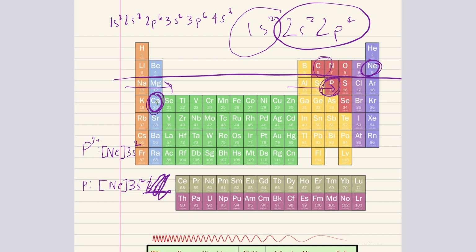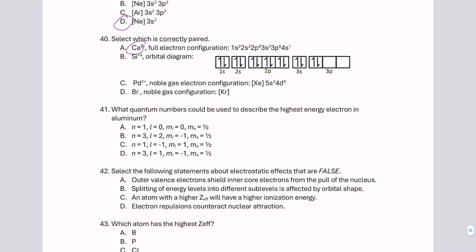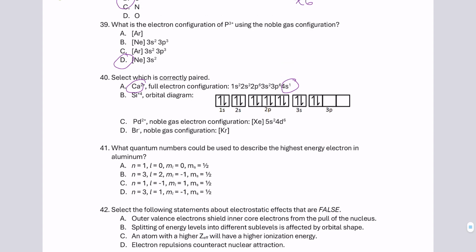For calcium 2+, it's lost 2 electrons, and it's going to lose them from the 4s2 orbital. So this would be the electron configuration for calcium 2+, not this. It would not have any electrons in the 4s orbital. So A is incorrect. B says this is the orbital diagram for silicon 4+.